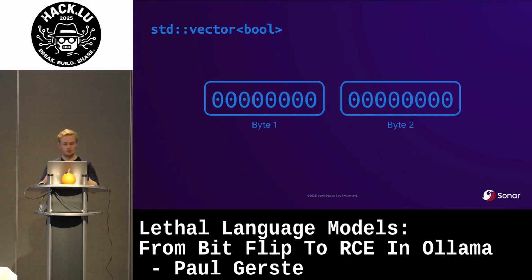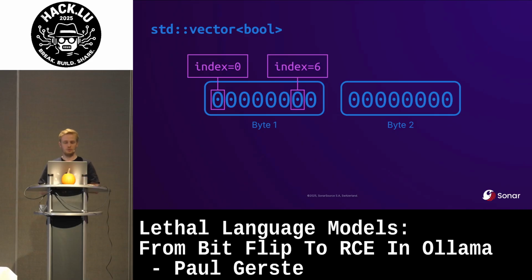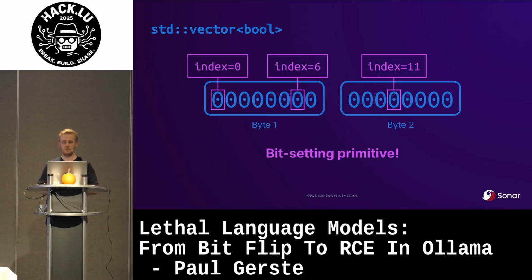So for example, 16 elements, we just need 2 bytes. And then if we want to do something to the first item, we just do something to the first bit. Or if we want to do something at index 6, it's the 6th bit, and so on. So looking back at our bug, this basically gives us a bit setting primitive instead of just setting a full byte to the value 1. And this is much more powerful because now we can create arbitrary values in memory, but we can only flip zeros to ones, but not the other way around. Because again, the value that we write is never controlled, it's always true.